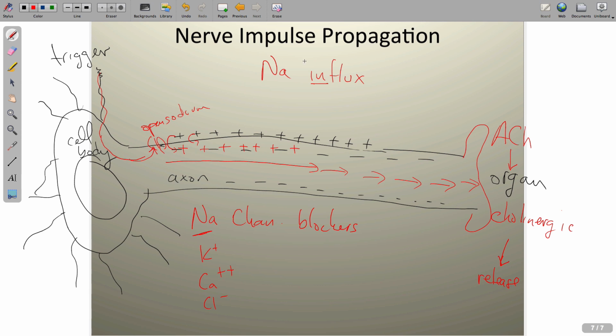So nerve impulse propagation heavily relies on sodium, and it causes propagation all the way down to the organ where it is converted chemically to a neurotransmitter. If it's acetylcholine, it binds to a cholinergic receptor, and then it causes the end organ to do something or to release something. I think that is pretty heavy on this stuff.